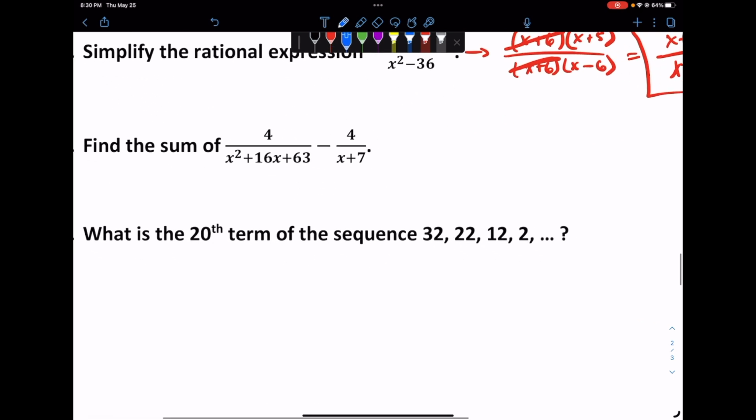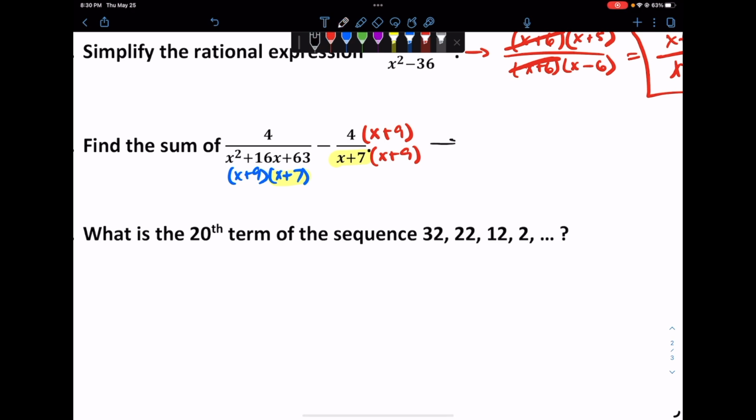So to find the sum, we need to see what this factors to. So this is an expression we had earlier, x plus 9, x plus 7. Since they share the x plus 7s, all we have to do is multiply this one by x plus 9 in the numerator and denominator, and then we can combine them.